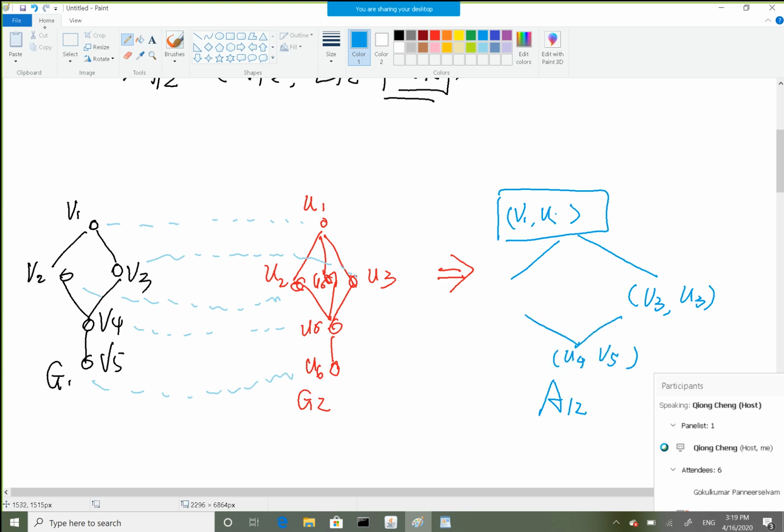And for me, I want to move this one a little bit down. I want to leave a little more space. And then I continue to explain to you. So this part will be V2 and U2, and this part will be V5, U6. So this is the new graph.